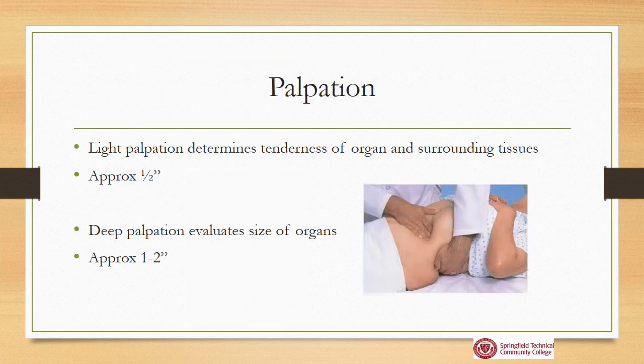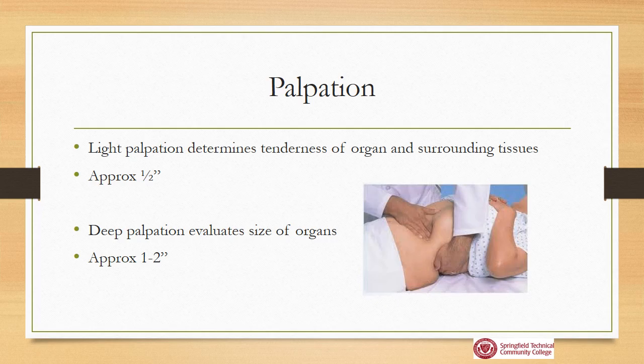Light palpation determines tenderness of organs and surrounding tissues, and this is approximately 1/2 inch. Deep palpation is used to evaluate the size of organs, and that's when you're pressing about 1 to 2 inches. I do not recommend this unless you're in a specialty area and you have a lot of experience. You are not going to be hooking a patient's liver. You're not going to be assessing for splenomegaly or hepatomegaly.